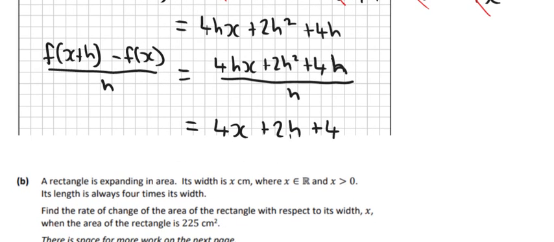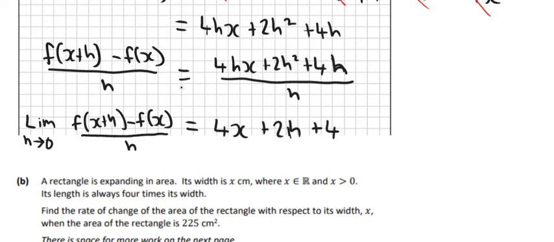And then the last thing we need to do is the limit, so the limit as h tends to 0 of f of x plus h minus f of x over h. So the limit means that the h in the middle will turn to 0, so we're just going to be left with 4x plus 4 as our answer.